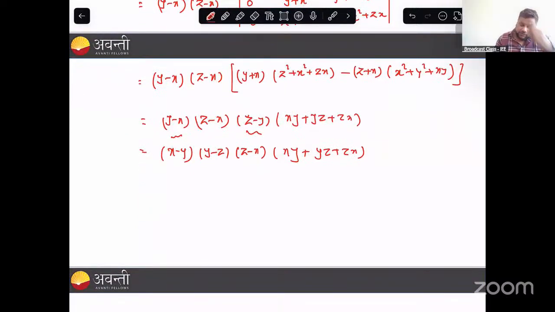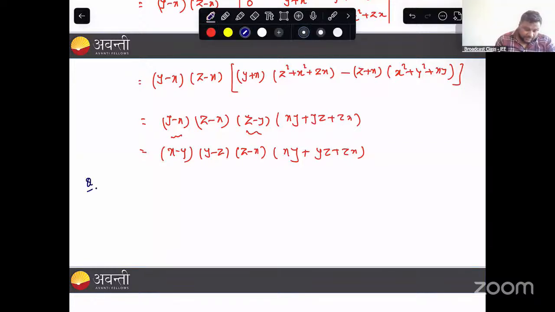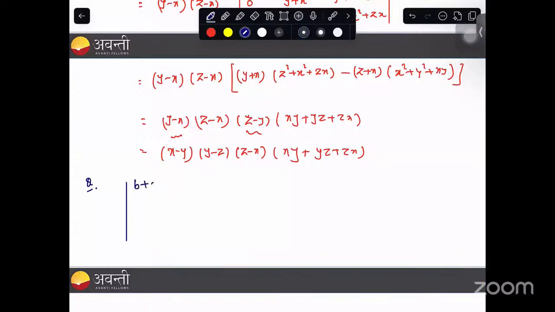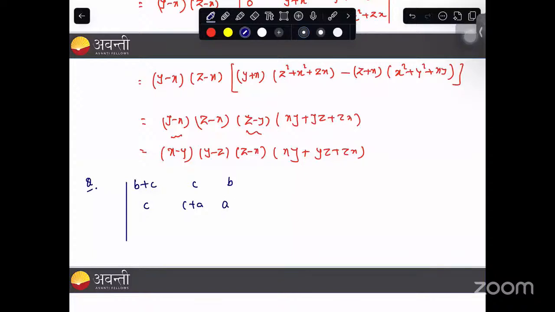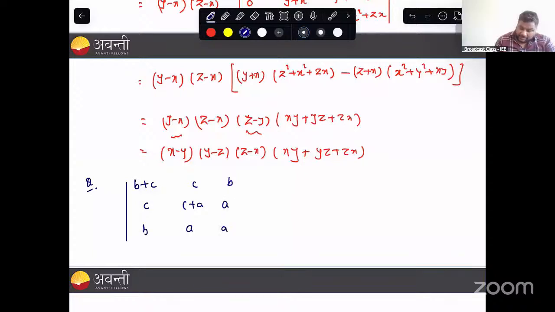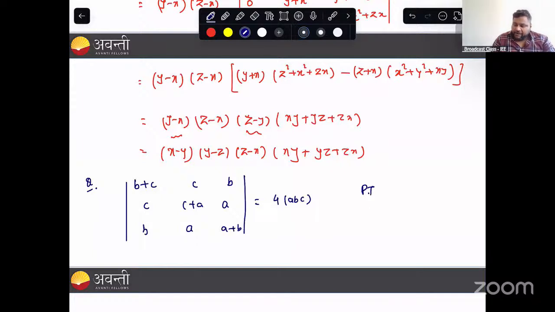Now, let's do another question. So the question is, determinant b plus c, c, b; c, c plus a, b; a plus b. This is equals to 4 times abc. Prove that. Okay, give it a try quickly.